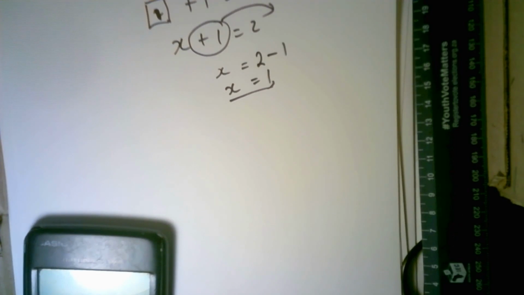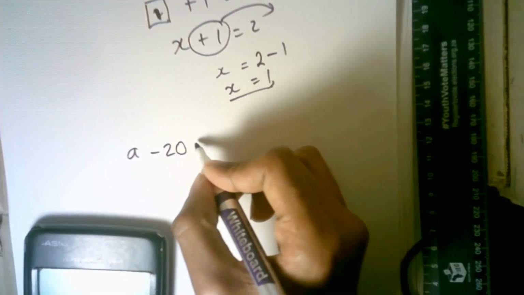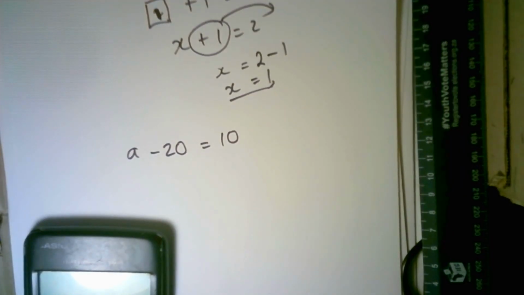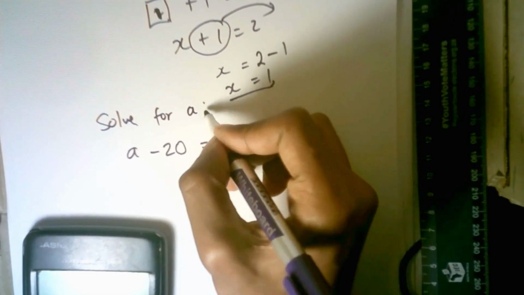Now, let's look at a couple of examples where we use additive and multiplicative inverses in order to solve for x. Let's take example 1. I have a minus 20 is equal to 10, and I'm required to solve for a.